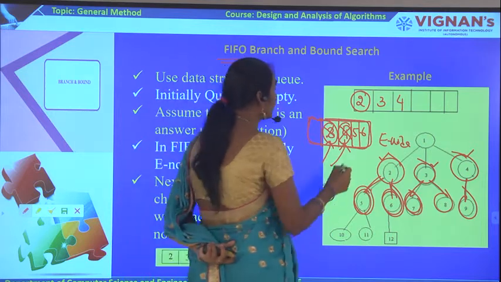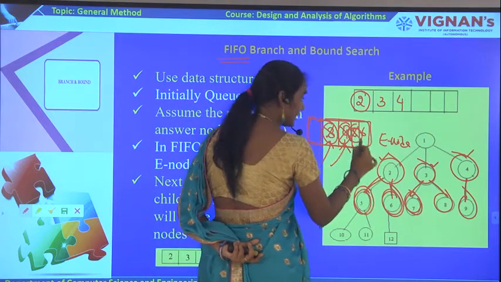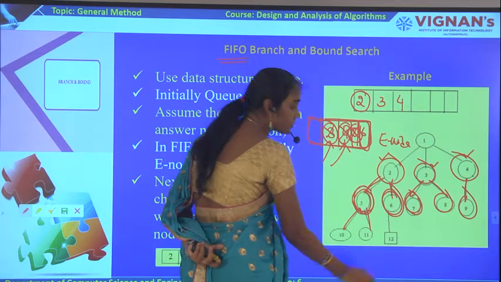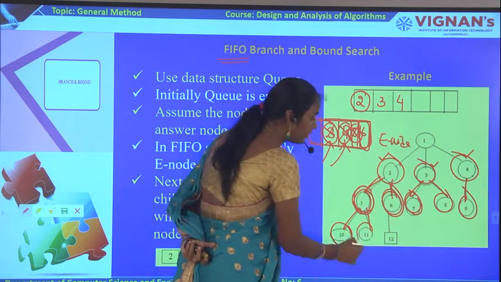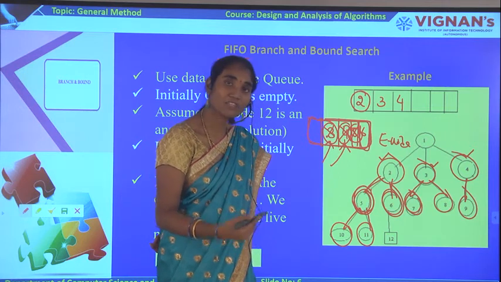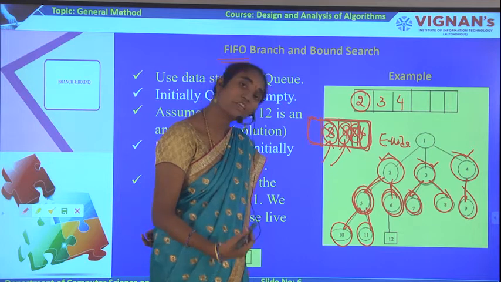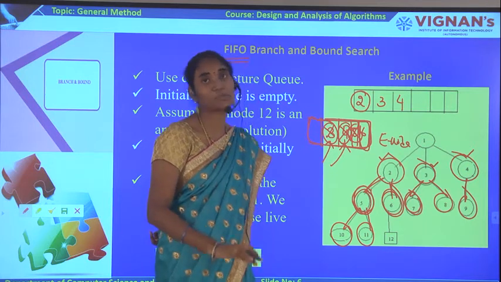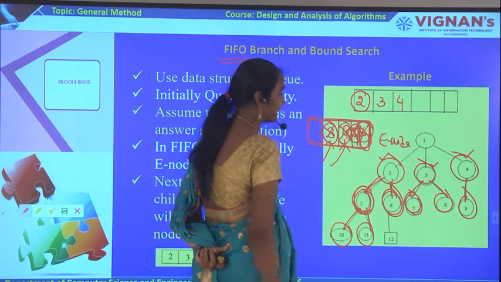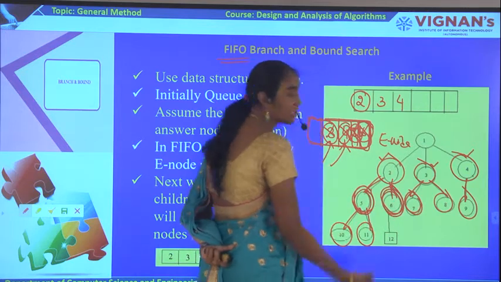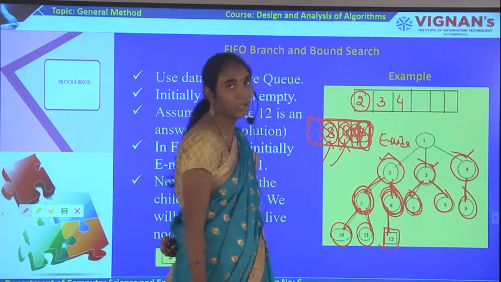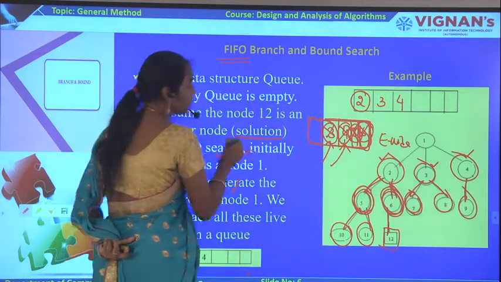So what is the next element? 5. Again 5 gets deleted and becomes the E node, and its children are 10 and 11. Again these two are not explored further, so they are also deleted by the bounding function. Now what is the last one? I have 6. Now 6 gets deleted and becomes the E node. This 6 has a child called 12, and that is my solution node.